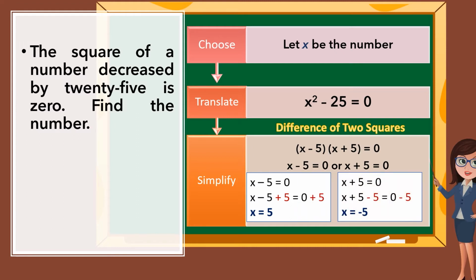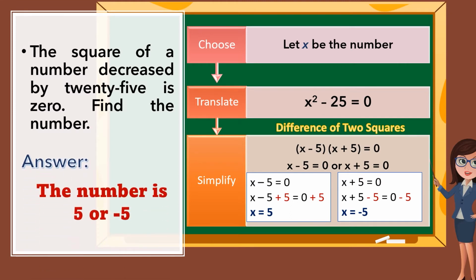Second, using x plus 5 is equal to 0. Following the same step, that is, by addition property of equality, add negative 5 to both sides of the equation. Therefore, the second value of x is negative 5. So, the number needed to satisfy the problem is 5 or negative 5.